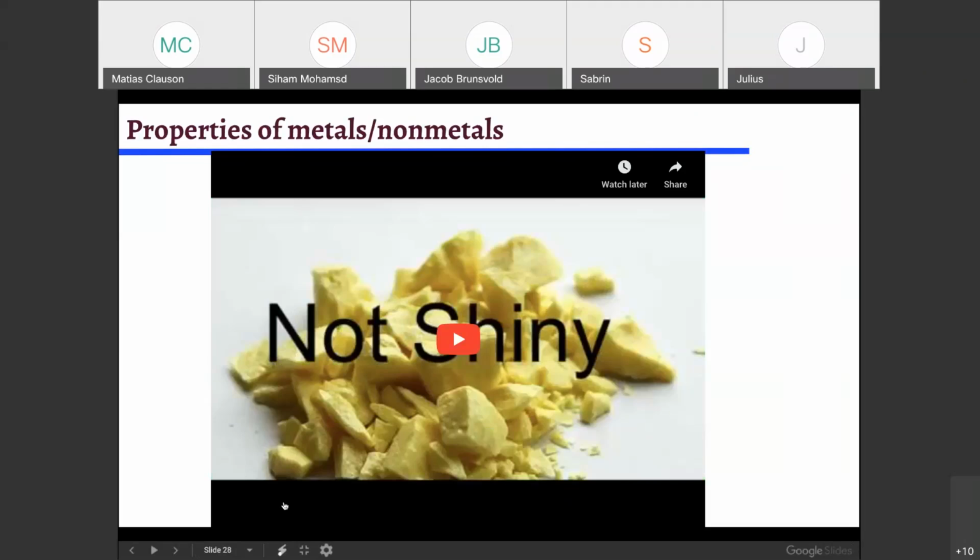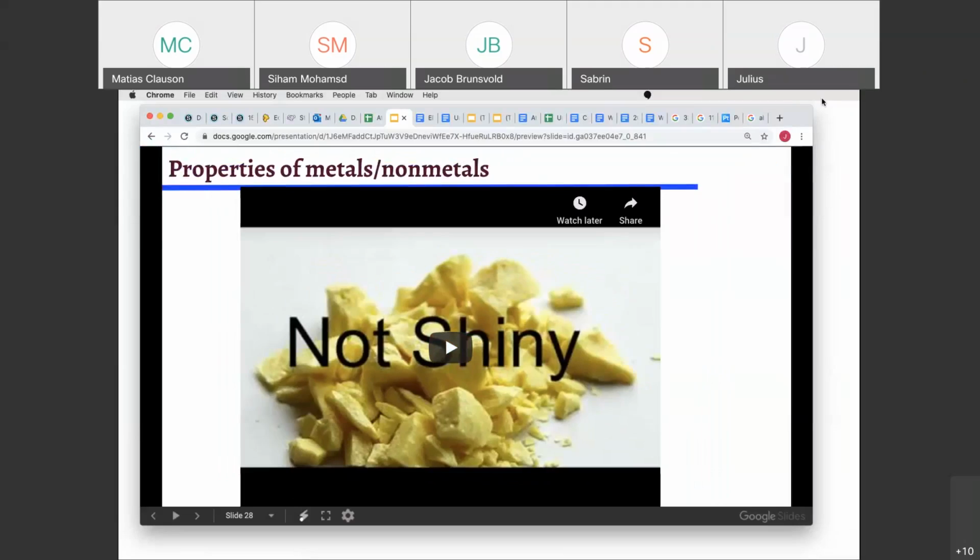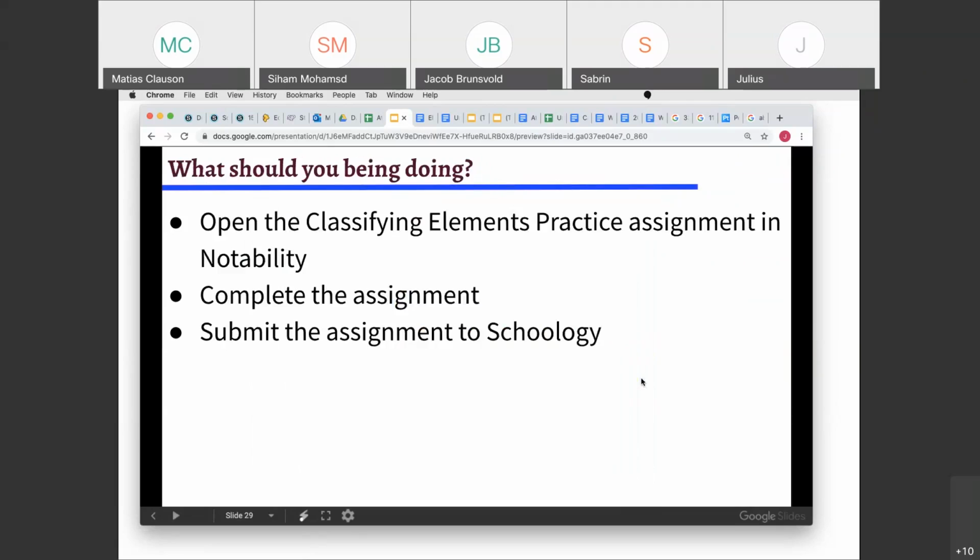Okay. So try to complete the practice for today. It's in today's folder. Does anybody have any questions on properties of metals and nonmetals? Anything that they're not understanding? Okay, go ahead and do the classifying elements practice then. It's an assignment in Notability. Complete the assignment. Go ahead and submit it to Schoology. If you do have questions, hang around in the chat and I'll answer them, okay?